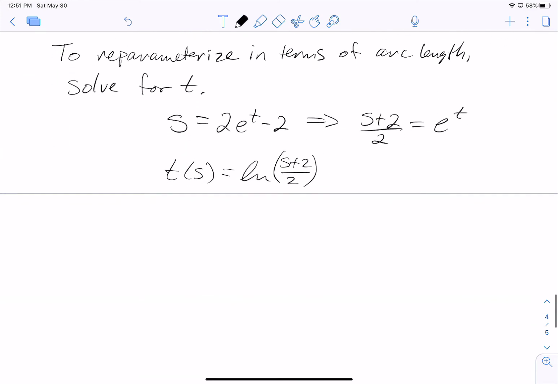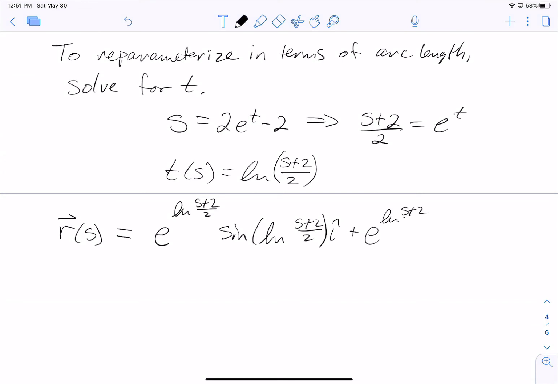The reparameterization is going back to the original curve. R of s now will be equal to e to the natural log of s plus 2 over 2 times the sine of the natural log of s plus 2 over 2, i, plus e to the natural log of s plus 2 over 2 times the cosine of the natural log of s plus 2 over 2, j, plus the square root of 2 e to the natural log of s plus 2 over 2 times k.